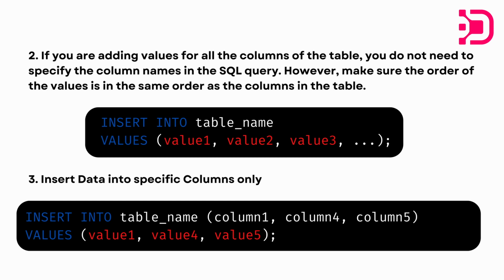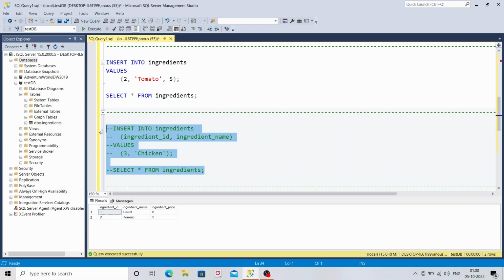So I've implemented that here for you. Let's just take a look at that. Let me just uncomment again. So here we have a situation where we only want to insert the ingredient ID, which is 3, and the ingredient name, which is chicken. Maybe we don't know the price, or maybe we'll find out the price at a later point in time.